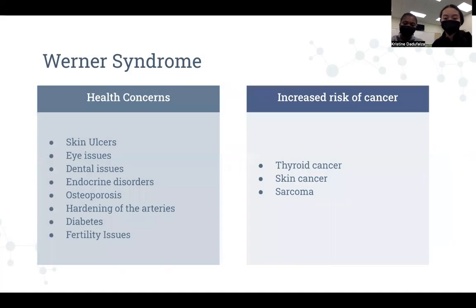In addition, it is important to look at the health concerns for a person who has Werner syndrome. Health concerns would include skin ulcers, eye issues, dental issues, endocrine disorders, osteoporosis, hardening of the arteries, diabetes, and fertility issues. On top of that, there is an increased risk of cancer, which includes thyroid cancer, skin cancer, and sarcoma.